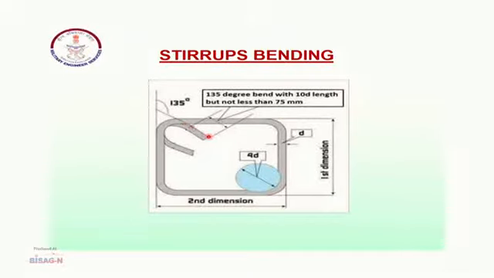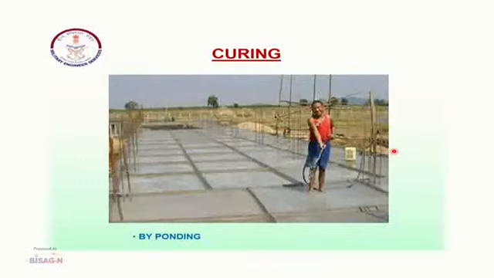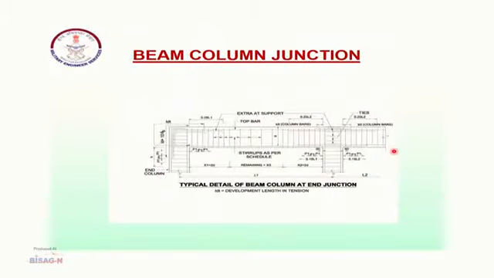Struts bending is very important, particularly for earthquake criteria. Curing is very important, and there are many methods coming in the market, but ponding or curing by sprinkling is still the effective method. Curing compounds, membrane curing and sheet curing are also coming nowadays to provide curing to RCC members. These are some of the provisions of how to do the curing.